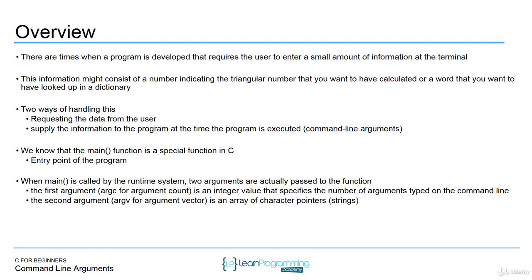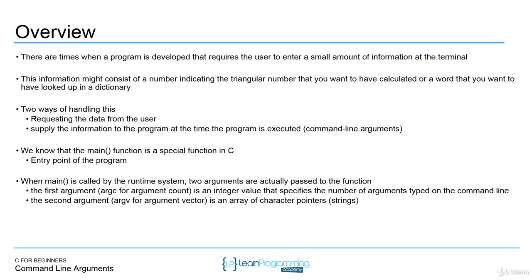It specifies the number of arguments typed at the command line. The second argument, which is represented by argv for argument vector, is an array of character pointers. Now, you may ask yourself, what's an array? We don't know what an array is yet, but again, it's important to understand how you can pass in command line arguments. You can just think of an array as many different variables for now. So first argument, argc for the argument count. Second argument is a vector.